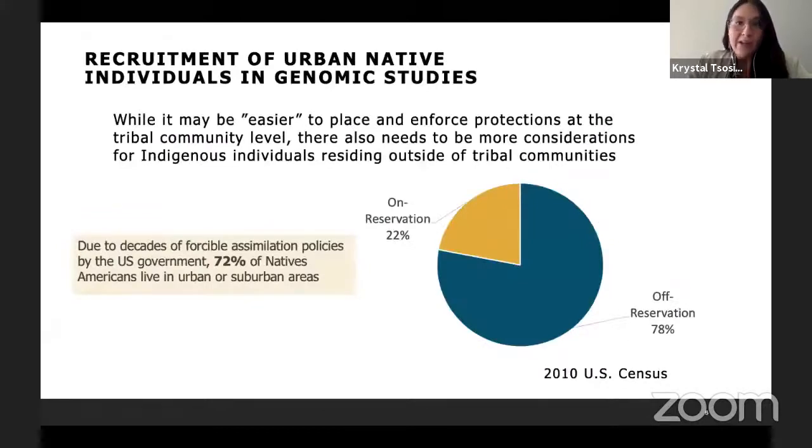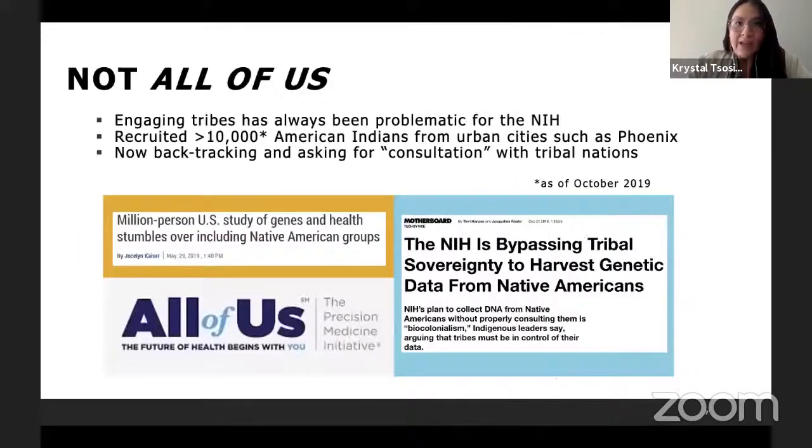However, if we look at the breakdown according to the last census, about three-quarters of Native Americans actually reside in urban areas due to colonial and assimilationist policies, which means that we really have to question centering all of these concepts and governance on purely the communities, when in reality, we have a lot of diversity projects and precision medicine initiatives that recruit urban individuals outside of tribal jurisdiction.